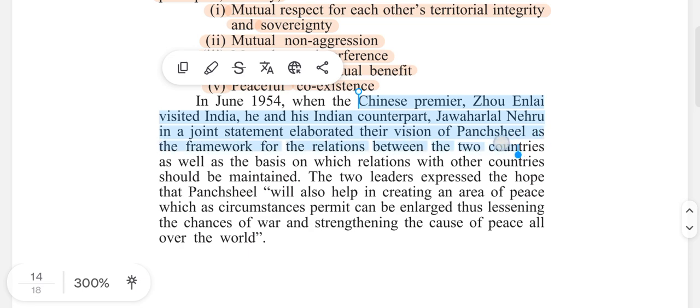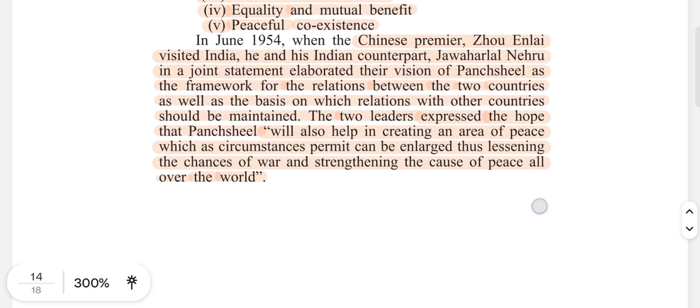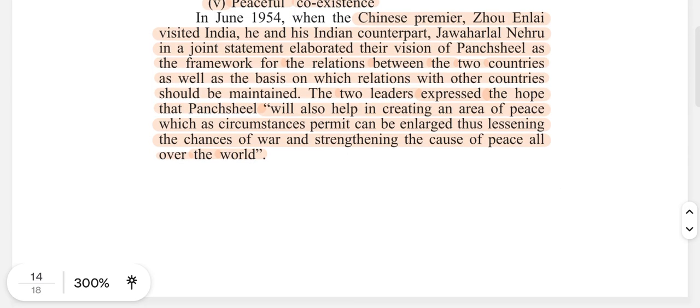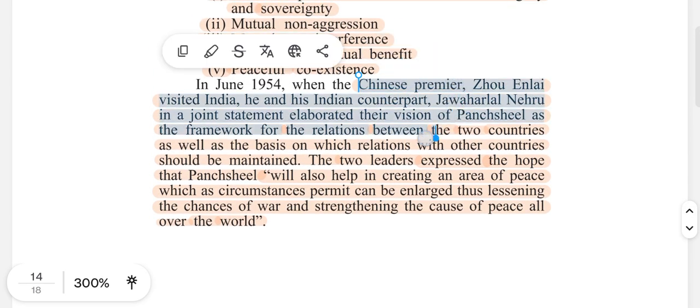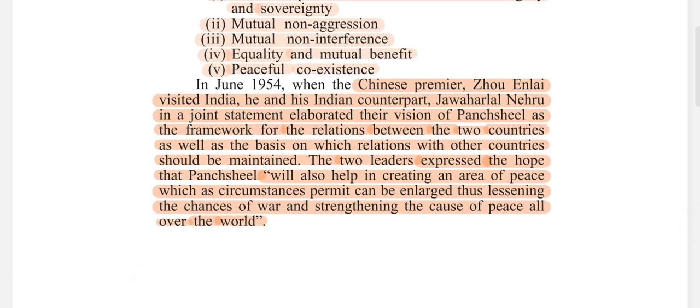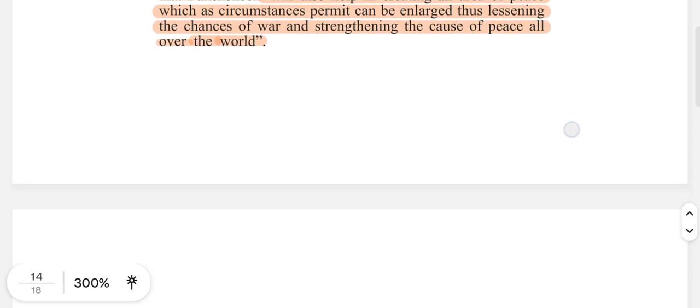in a joint statement elaborated their vision of Panchsheel as the framework for the relations between the two countries, as well as the basis on which relations with other countries should be maintained. The two leaders expressed the hope that Panchsheel will also help in creating an area of peace which, as circumstances permit, can be enlarged, thus lessening the chances of war and strengthening the cause of peace all over the world.